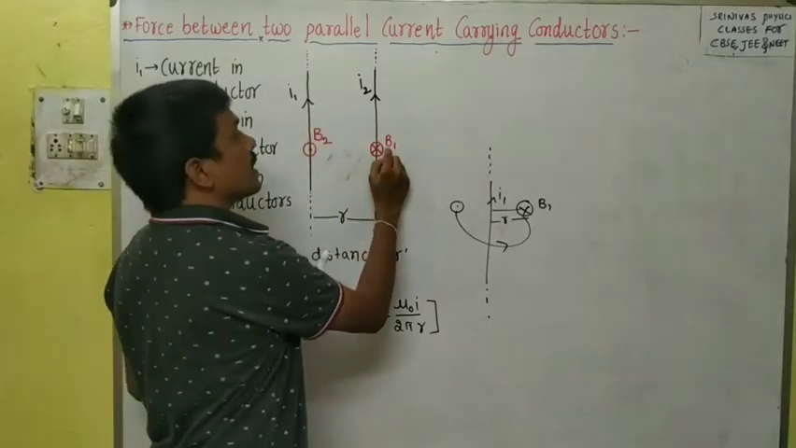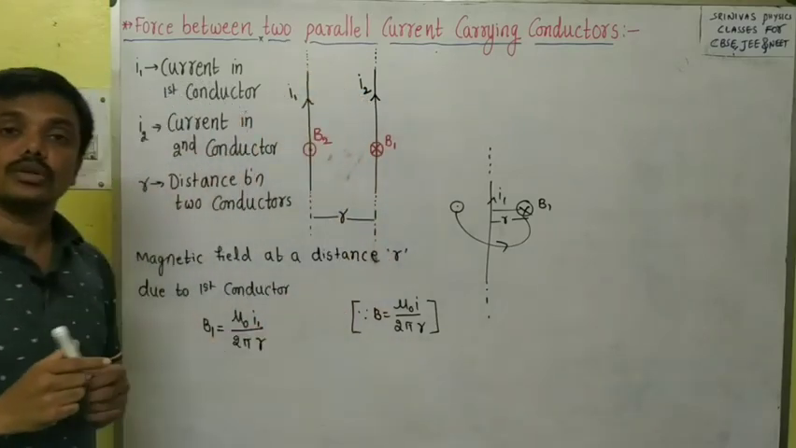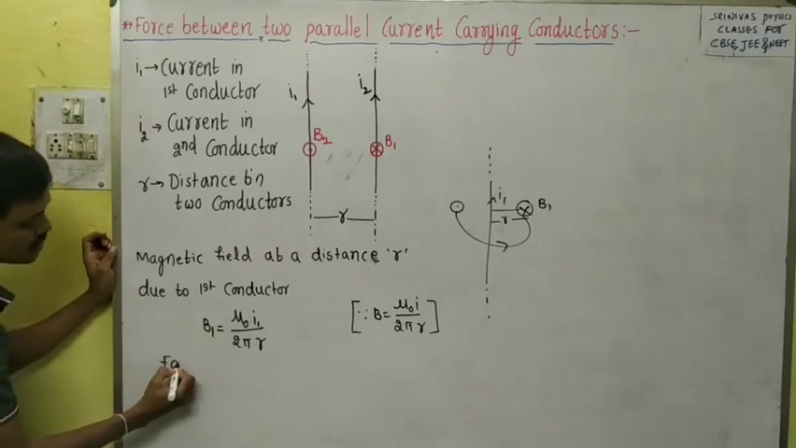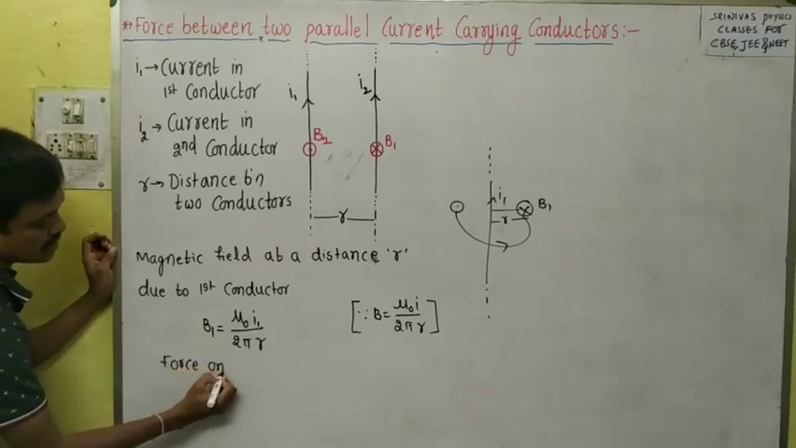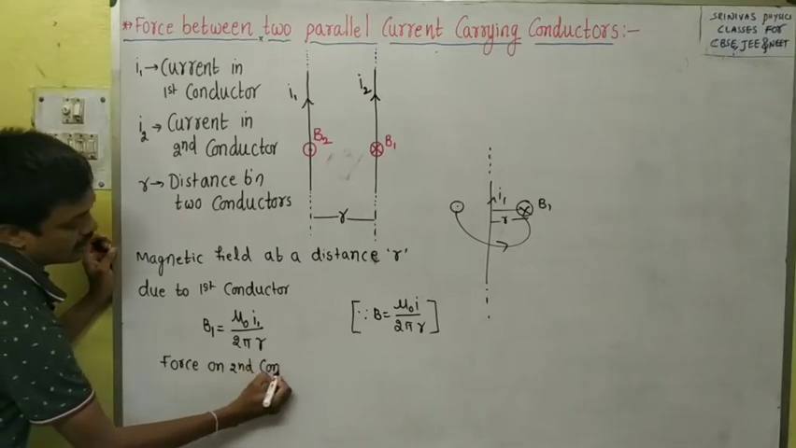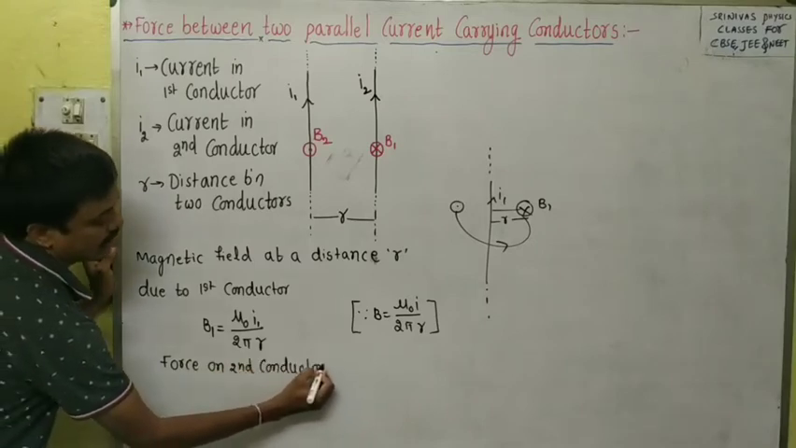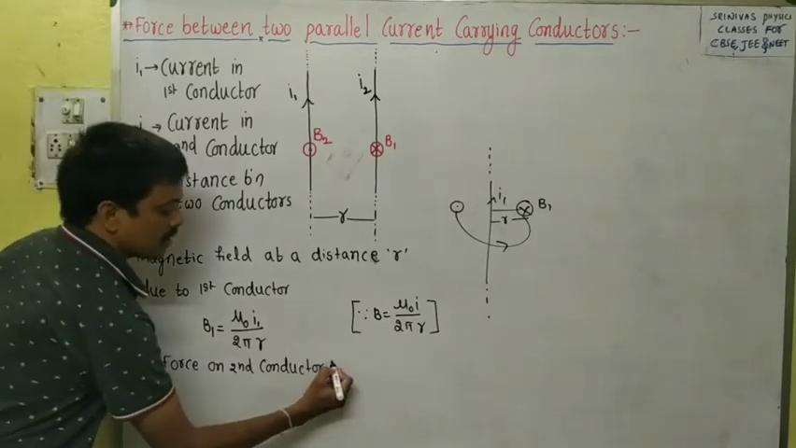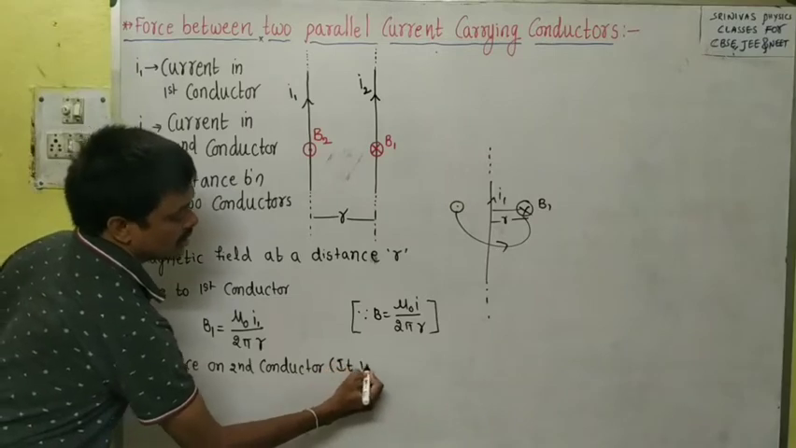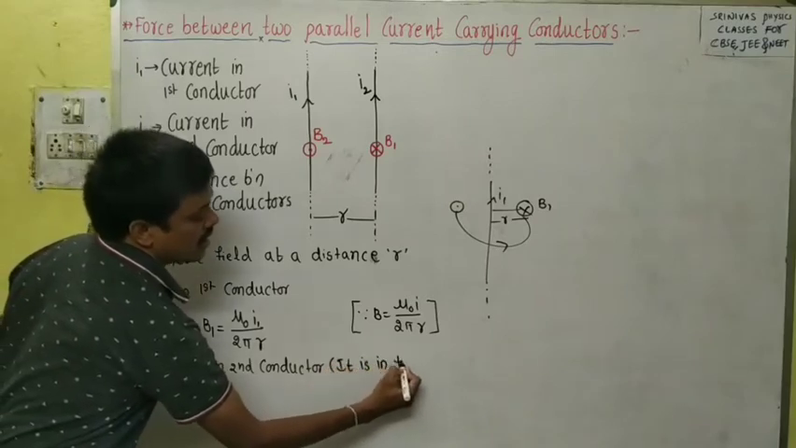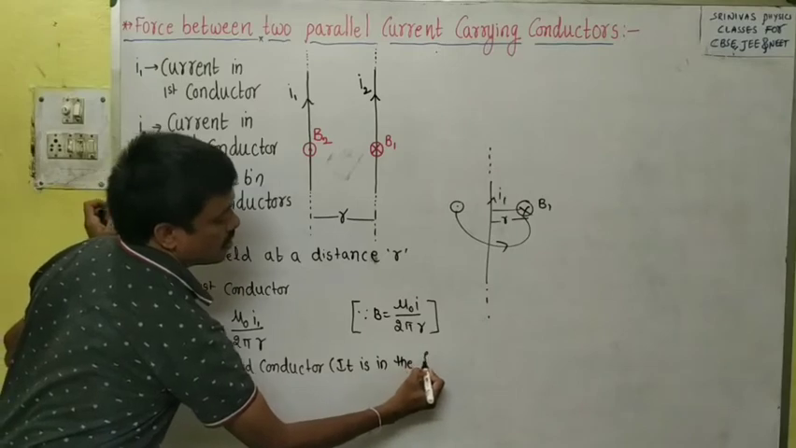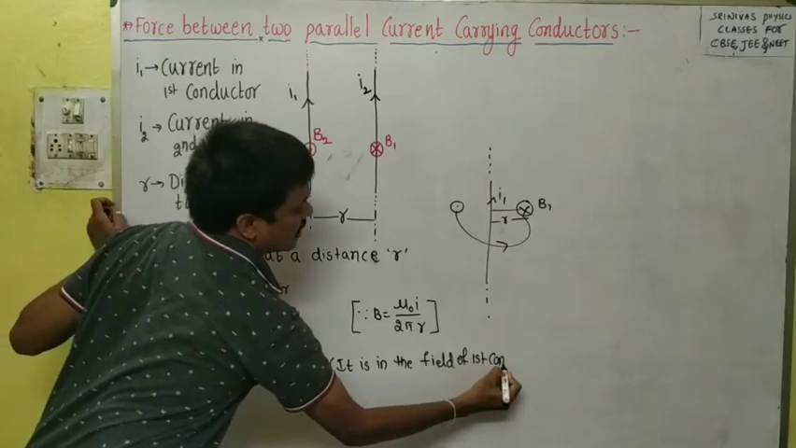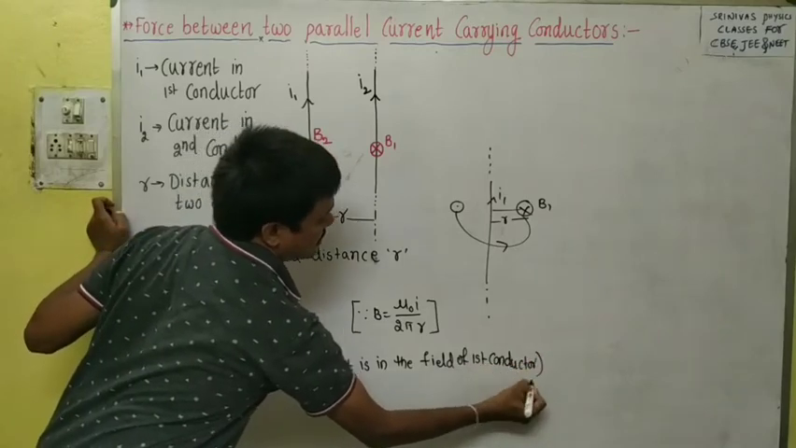In this B1 magnetic field, the second conductor is there. Due to that, a force will act on the second conductor, right? Now I am going to write the force on the second conductor. It is in the field of the first conductor, right? The second conductor is in the field of the first conductor.